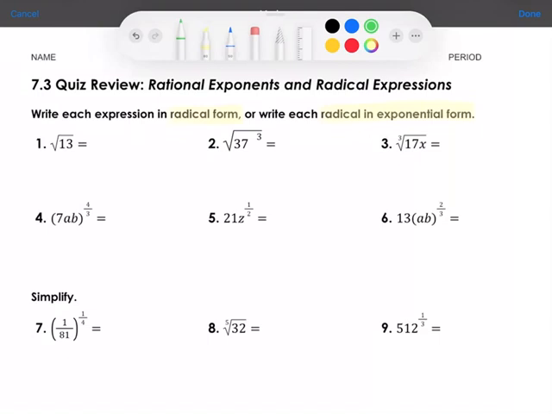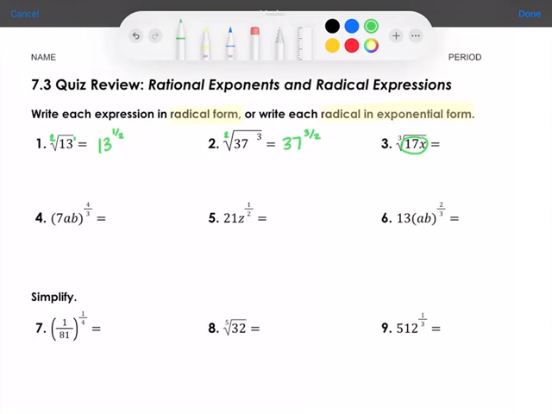So for this first one, I have the square root of 13. When I don't see an index or an exponent, we can assume the exponent is 1 and the index is 2. So when I rewrite this, I'm going to have 13 to the 1/2 power. Over here, I have the square root of 37 cubed. So when I rewrite this, I have 37 to the 3/2.